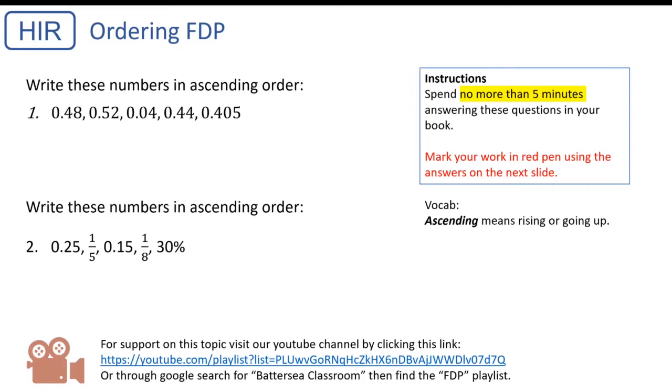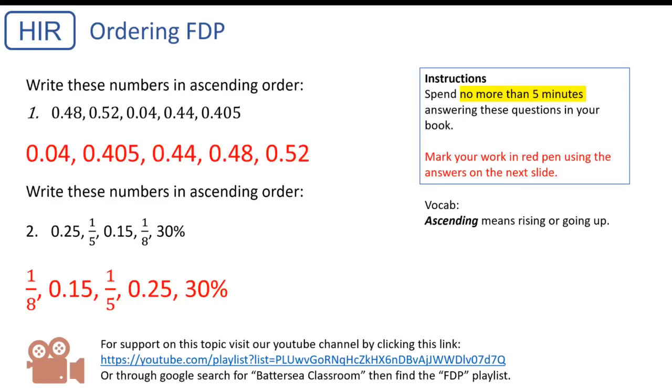Your HIR today is writing fractions, decimals and percentages in order. Please pause the video now and spend no more than 5 minutes answering these two questions in your book. The answers will be shown on the following slide. Here are your answers. Please show your integrity by marking your work in a red pen, making any corrections that you need to.